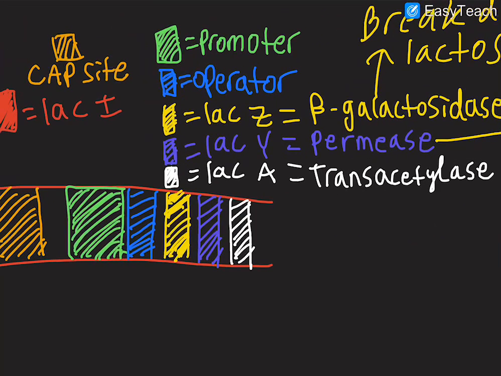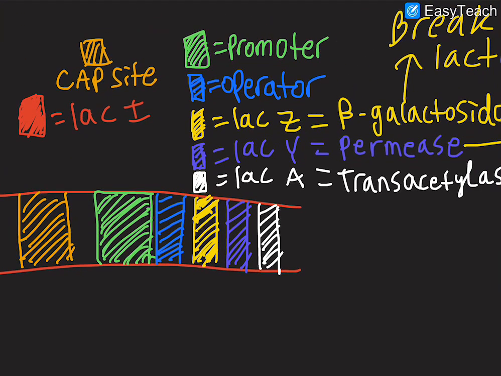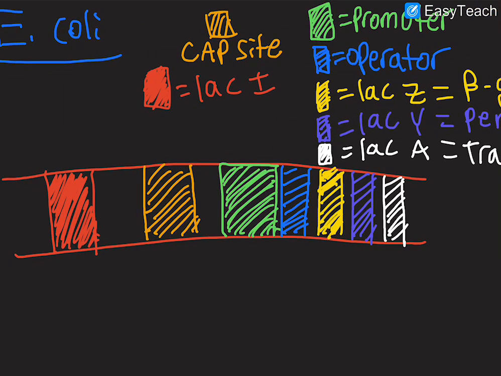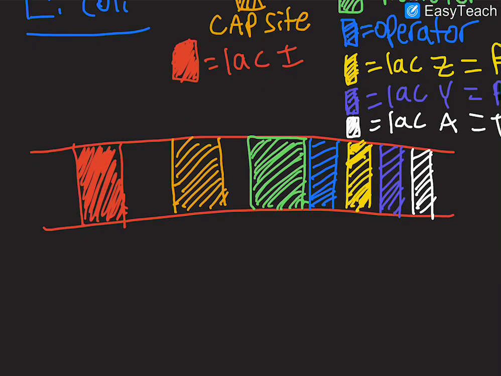We won't focus on trans-acetylase for now, because the main things I think we should know are LAC-Z and LAC-Y and what proteins they code for. So we went over the promoter, operator, LAC-Z, LAC-Y, and we know that this is LAC-A. Now behind the promoter, we have the cap site. And way behind that, we have the LAC-I gene. This is going to code for a repressor protein.